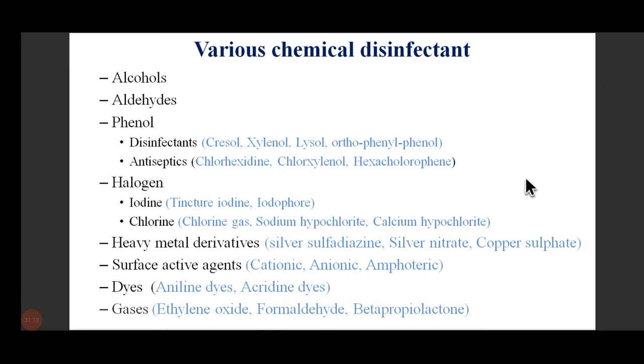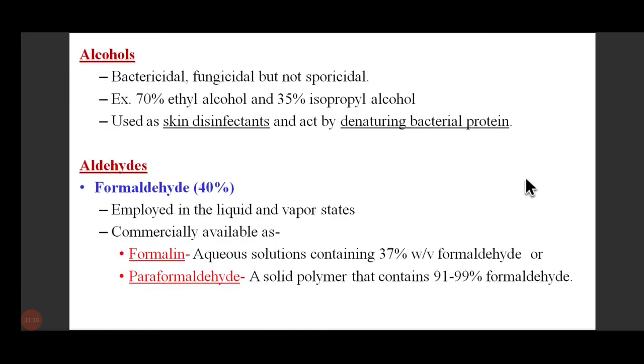We have surface active agents, which are basically detergents, acting as membrane destabilizers through cationic, anionic, and amphoteric compounds. Then we have dyes, which can be aniline or acridine dyes. Then we have gases, which are ethylene oxide, formaldehyde, and beta propiolactone. Alcohols can be bactericidal and fungicidal, but they are never sporicidal. As I already told you, 70% ethyl alcohol is the concentration we use in sanitizers, and isopropyl alcohol is used at a lower concentration of 35%. They act by denaturation of bacterial protein.